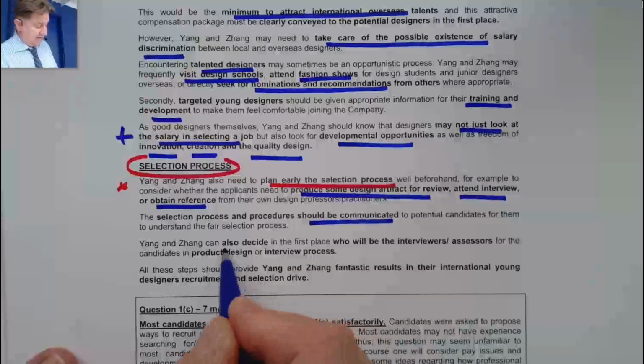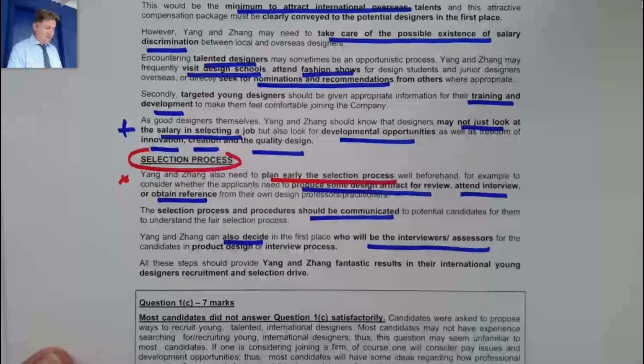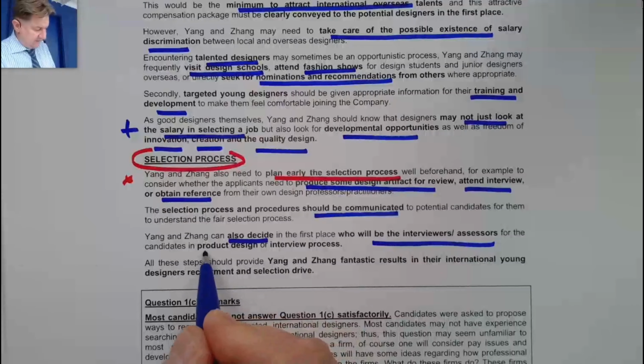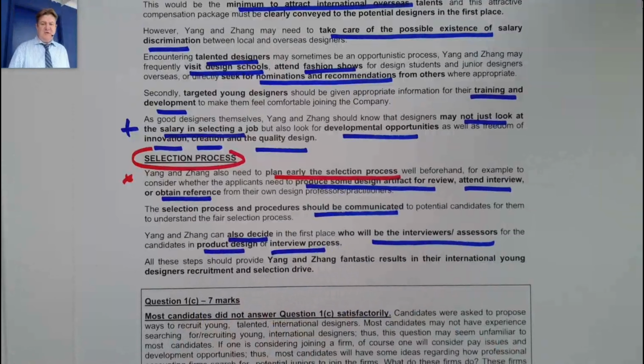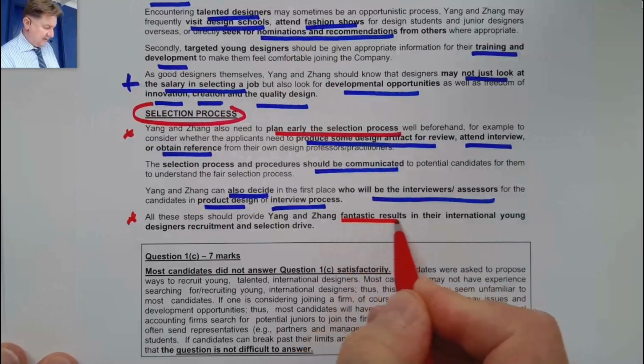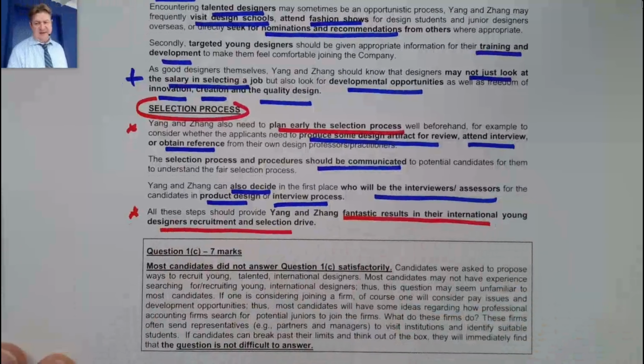We also need to decide who's going to interview, who's going to assess. Remember we talked earlier about Zhang, the design director, so maybe that's going to be useful, including them in the product design or interview process. Let's finally finish off by saying if we use all these steps, this should be giving us great, fantastic results in recruiting here.